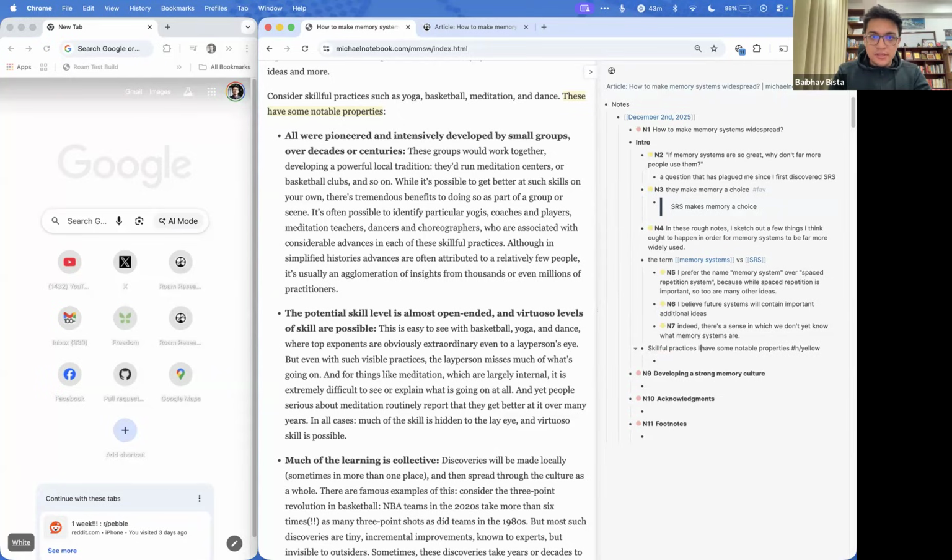Skillful practices like yoga, dance, etc. I think what the author is trying to do here is draw an analogy between these skillful practices and memory systems as a practice, right? Now, yes, this is true. By small groups over decades and centuries, they were pioneered and intensively developed. This is important.